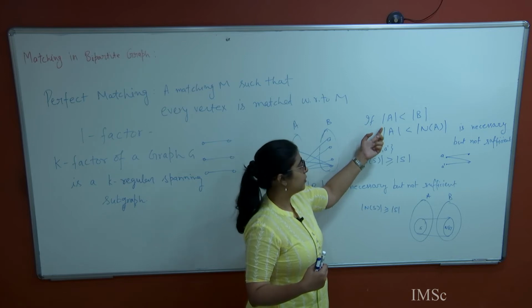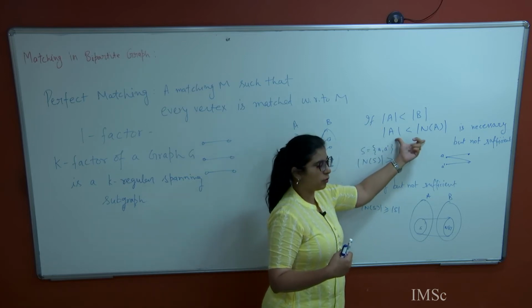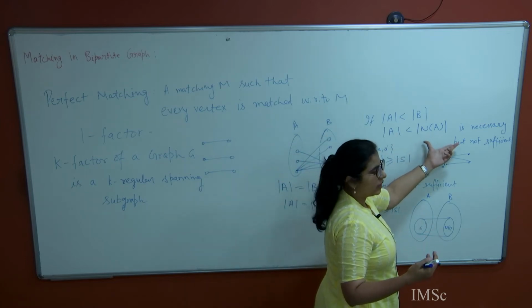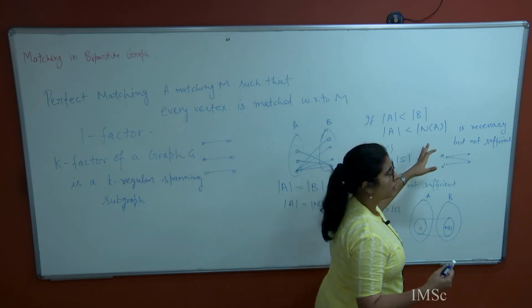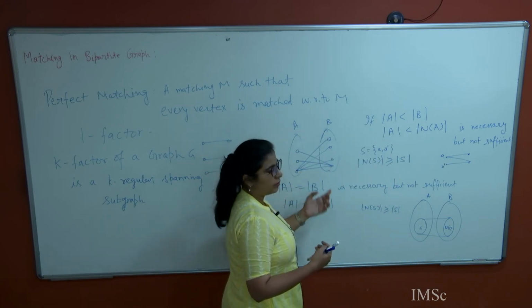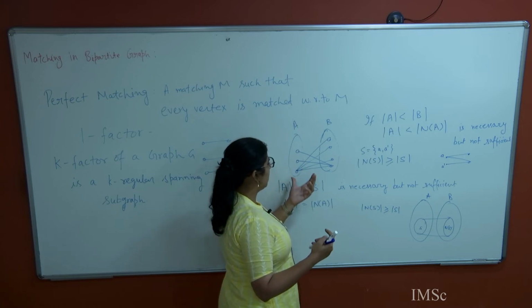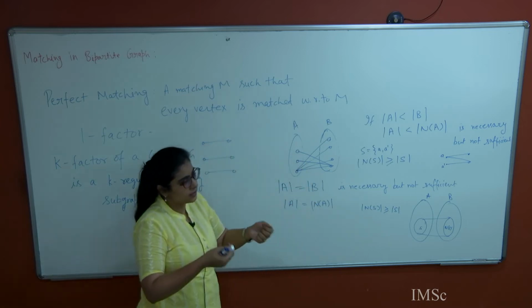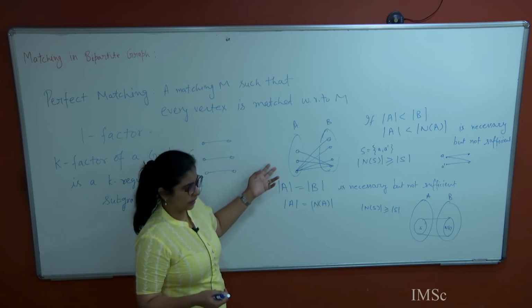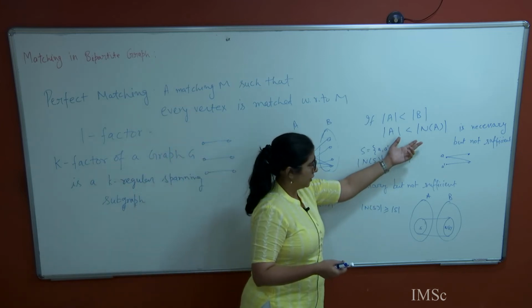So, first we checked for the whole set. For the whole set it trivially holds, so it is necessary, but it is not sufficient because we saw here that even if you have B with a large size and A is very small, still you may not be able to cover all the vertices in A. So, this is not sufficient.